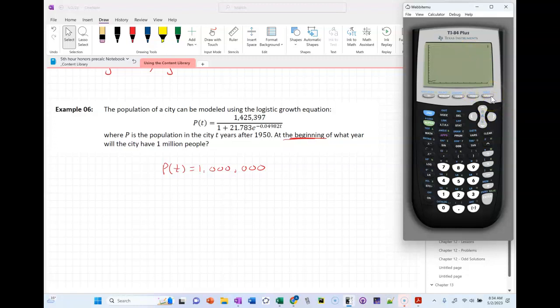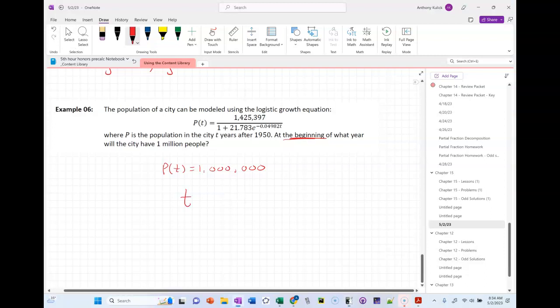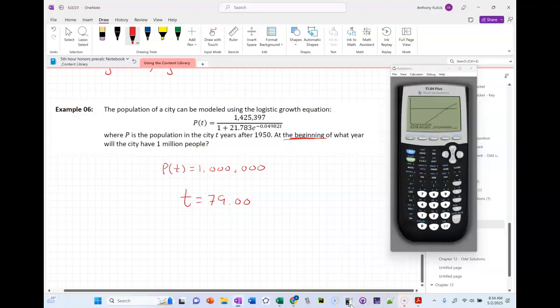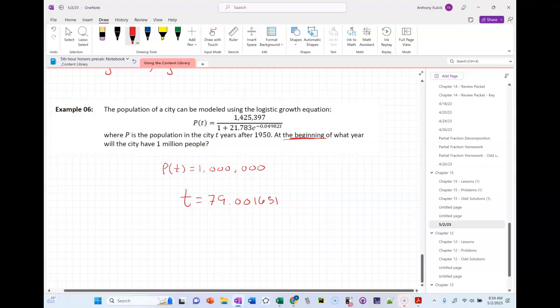Let's go ahead and graph and take a look at what we get. Here's our logistic growth curve. There's our 1 million line. That's the intersection we're interested in. Hoo-ha, I got it on the first try. Second trace, intersect command, enter, enter, enter. And I get x is a little more than 79, or I guess I said t in this case, 79.1651. So at the beginning of what year is this going to have 1 million people?